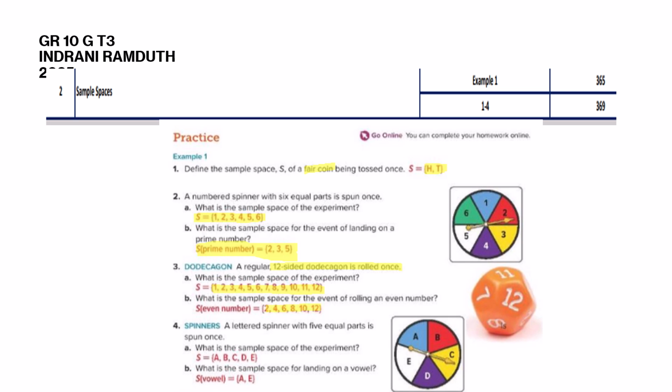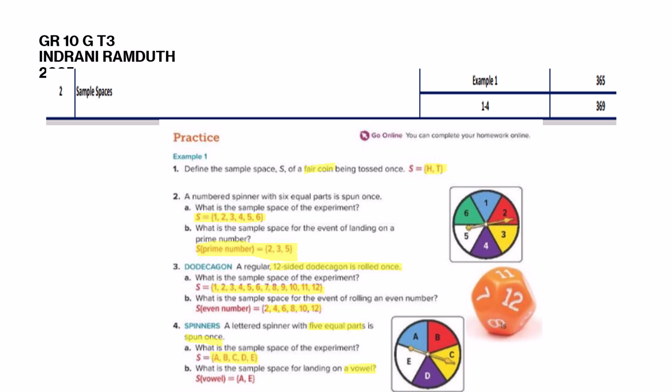Question 4. A lettered spinner with 5 equal parts is spun once. So what are the letters? A, B, C, D, and E. So that is our sample space. Question B, what is the sample space for landing on a vowel?